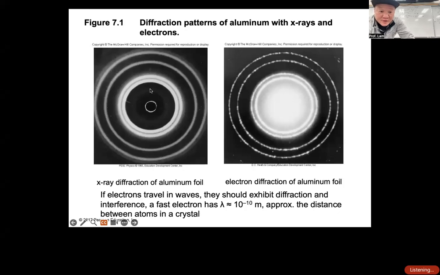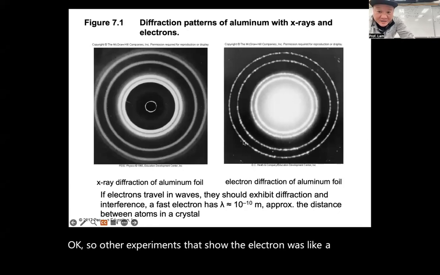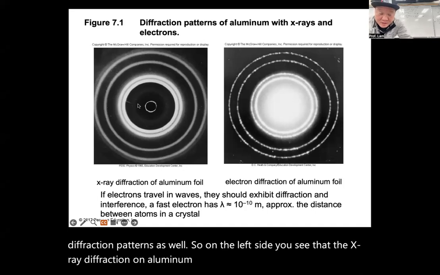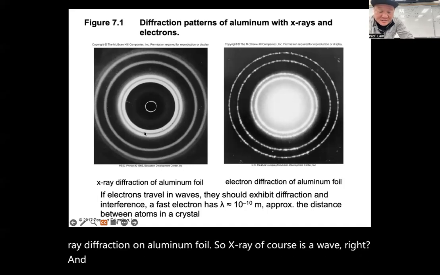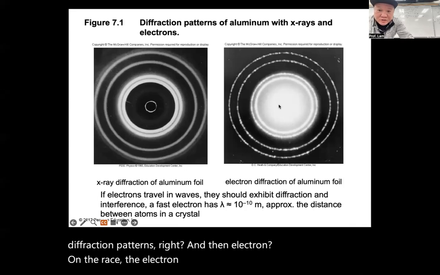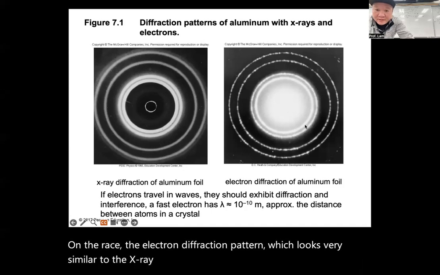Okay, so other experiments that show the electron was like a wave: diffraction patterns as well. On the left side, you see the X-ray diffraction on aluminum foil. X-ray, of course, is a wave, and so it creates this diffraction pattern. Particles do not create diffraction patterns. And then on the right is the electron diffraction pattern, which looks very similar to the X-ray one, further proving that, yes, the electron can behave like a wave.